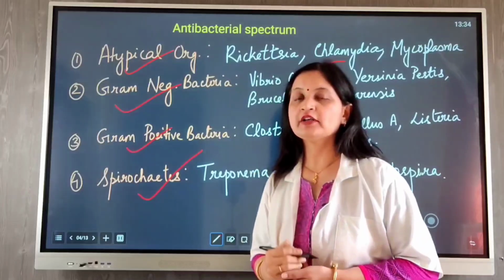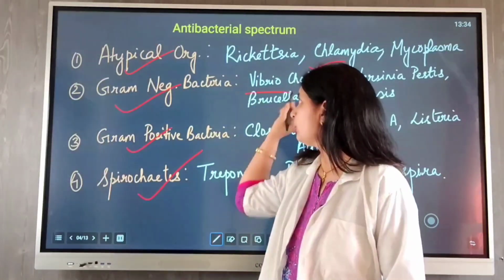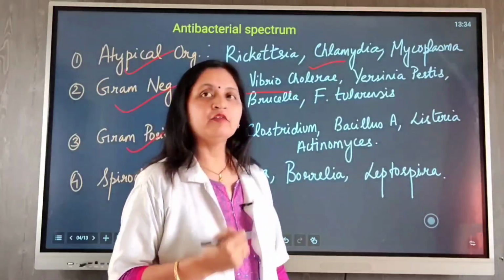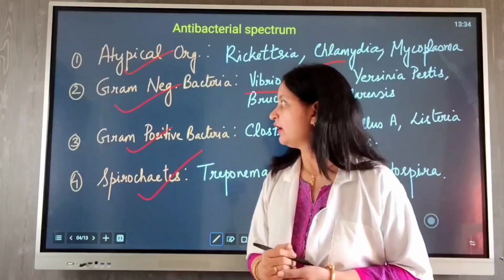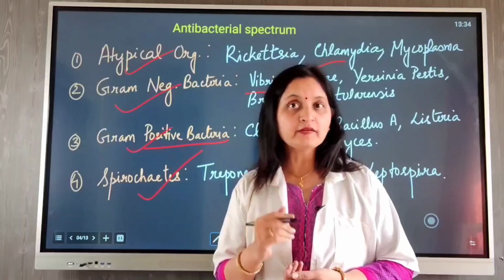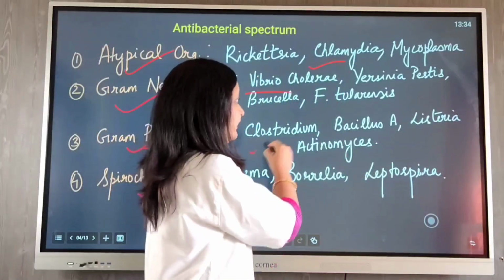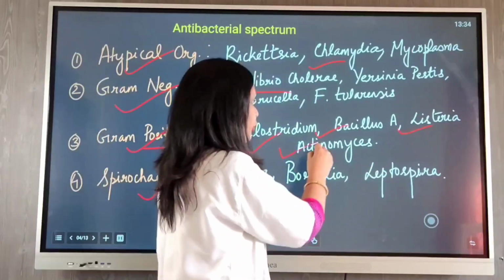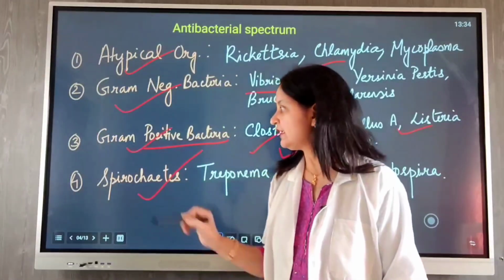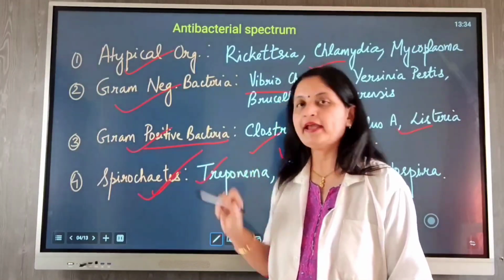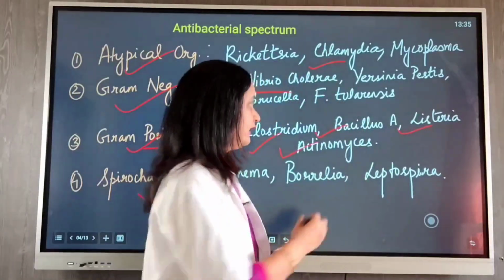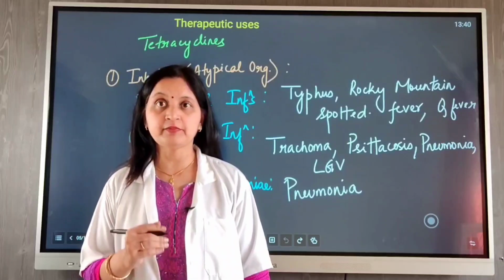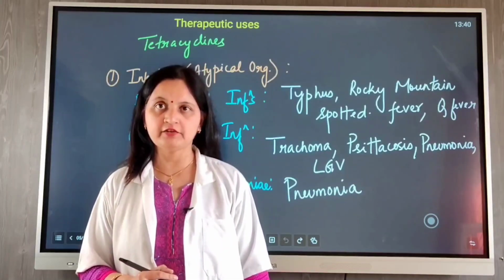The gram-negative organisms include Vibrio cholerae, Yersinia pestis, and Brucella. Some examples of gram-positive bacteria are Clostridium, Bacillus anthracis, Listeria, and Actinomyces. And lastly, spirochetes include Treponema pallidum, Borrelia, and Leptospira. So now that we are familiar with the antibacterial spectrum, let's discuss the therapeutic uses of tetracyclines.